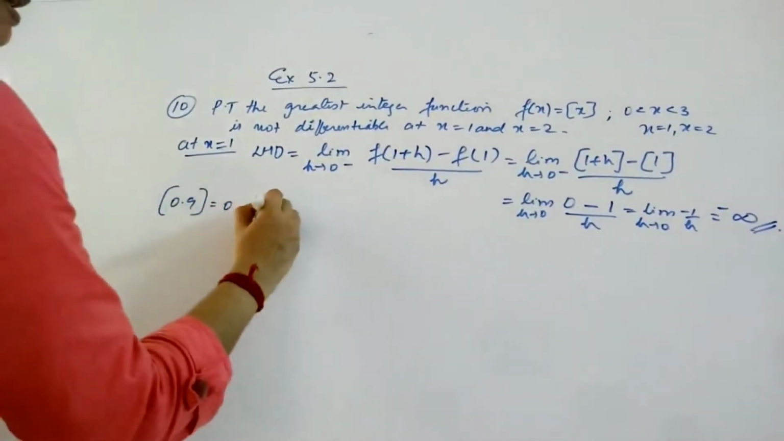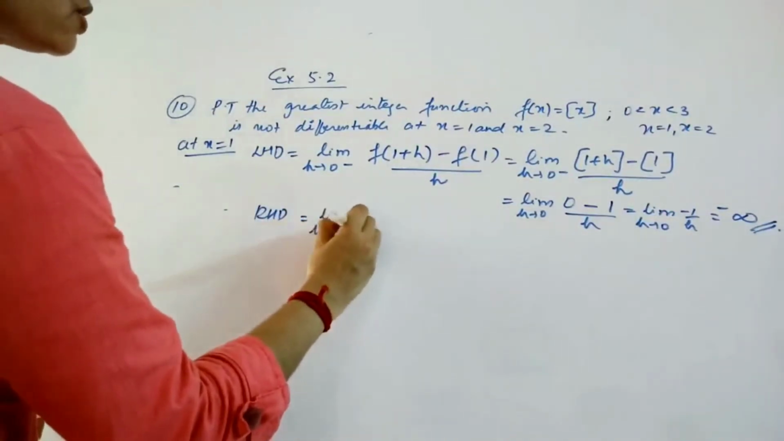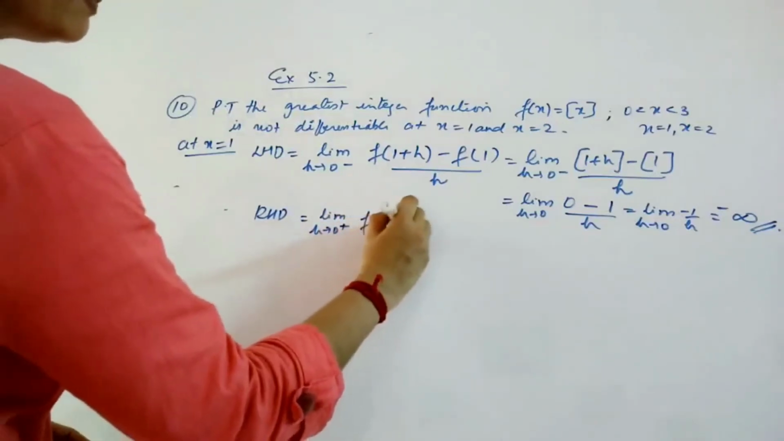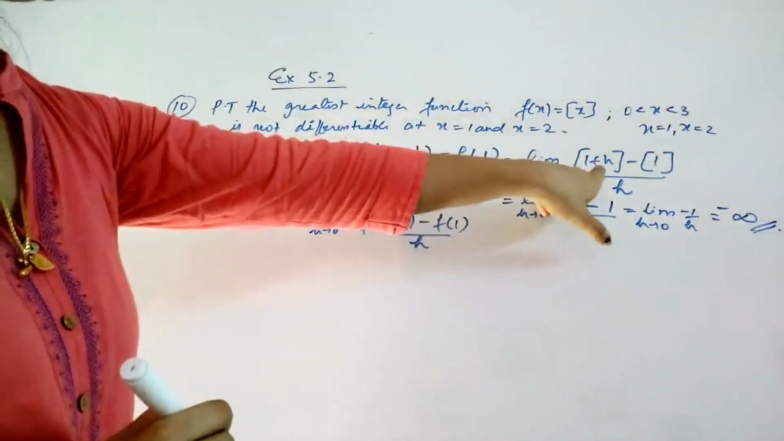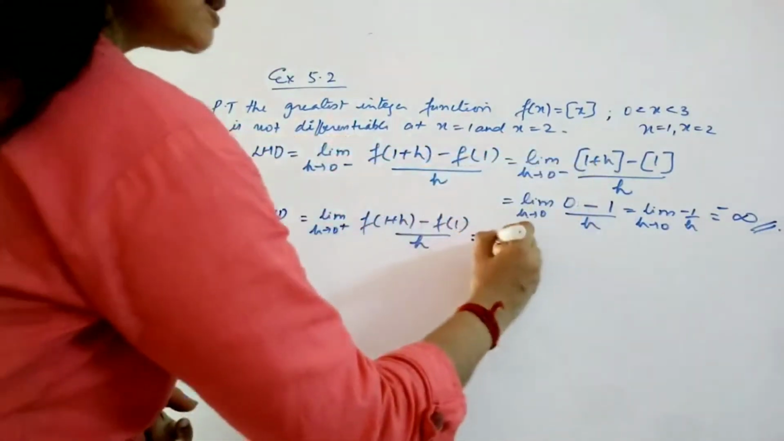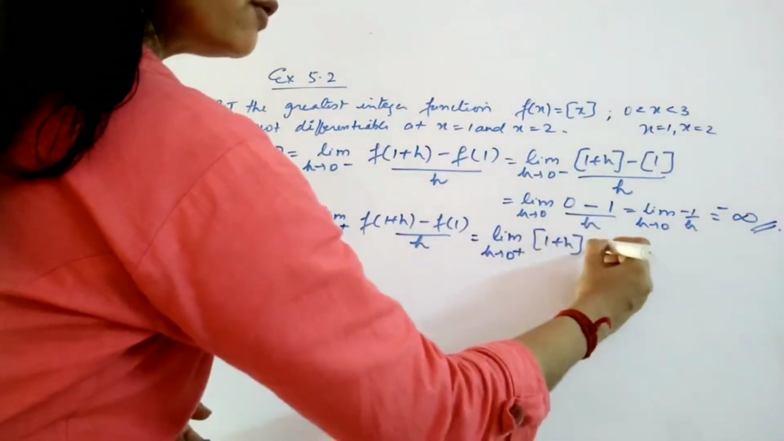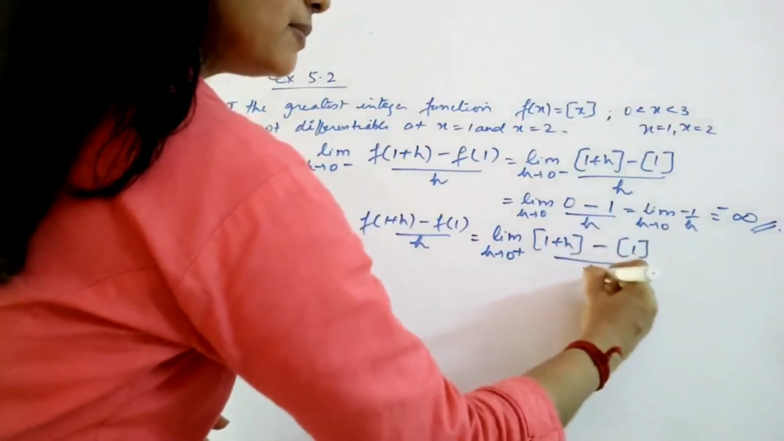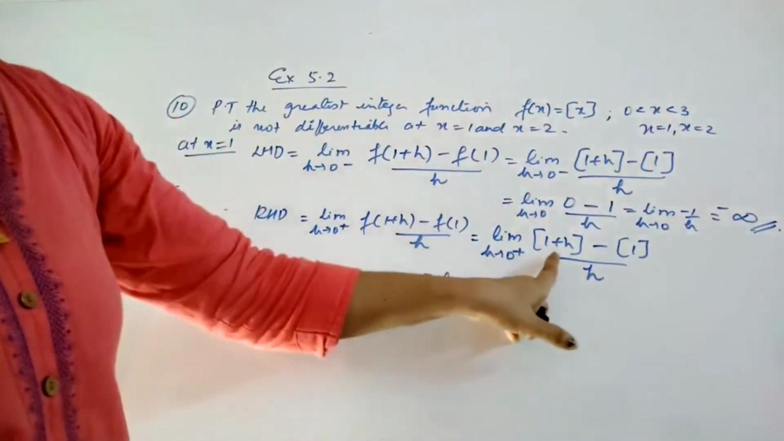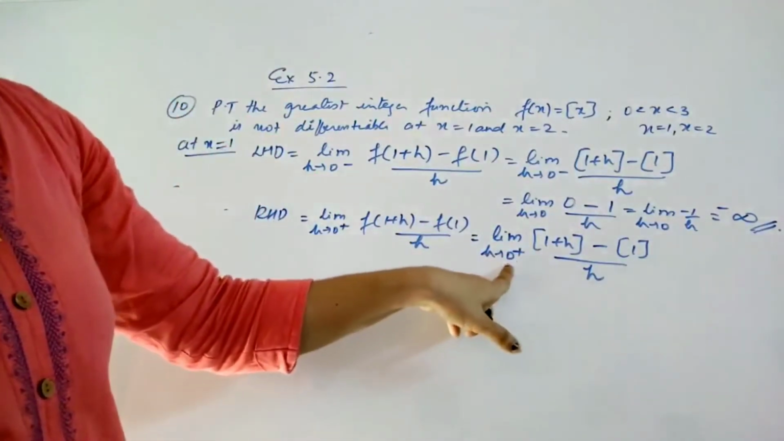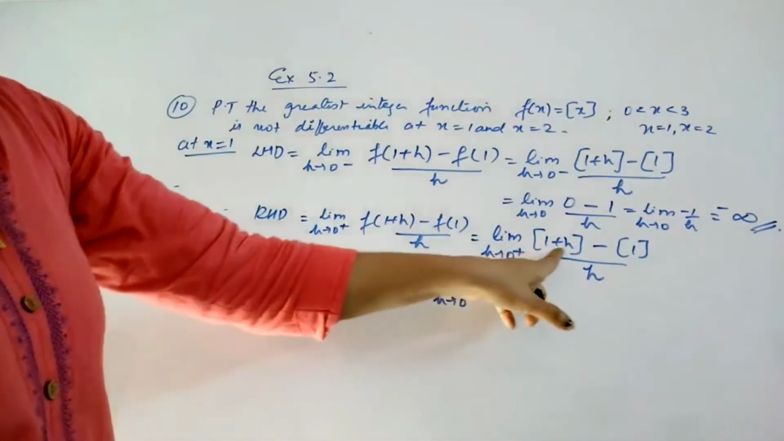Now for RHD, you have limit h tends to 0 plus f of 1 plus h minus f of 1 divided by h. The only thing which will be changing is when we substitute the value, you have to be careful. The remaining is the same: limit h tends to 0 plus of greatest integer of 1 plus h minus greatest integer of 1 divided by h. When I write the value of greatest integer of 1 plus h, here h is from the right side of 0. That means 1 plus 0 point something, so you will have 1 point something.